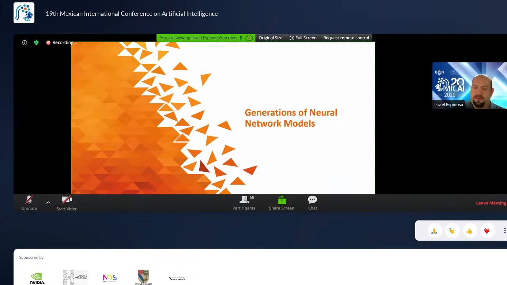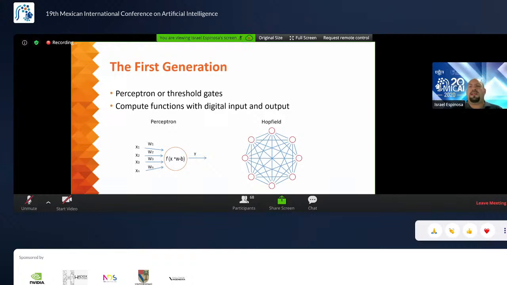Okay, the generations of neural networks. So we have the first generation. It's important to mention that this classification is regarding the computational units, not the architecture as such. In the first generation, we have the perceptron or threshold gates. These units can only process digital input and digital output. So the computational unit is just a simple line. As an example, we have the Hodgkin-Huxley model. This is the most basic concept of artificial neural networks.